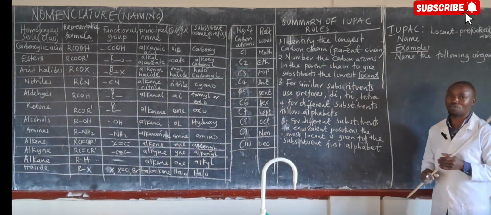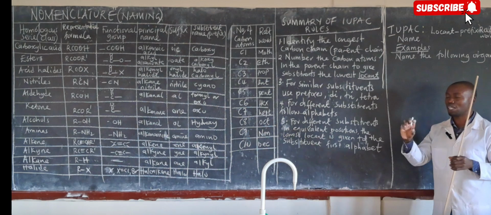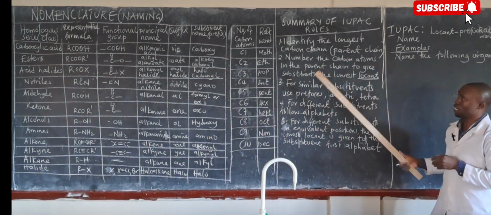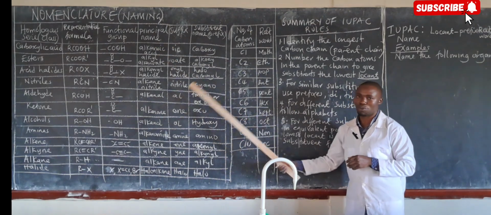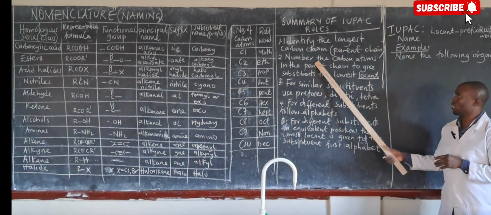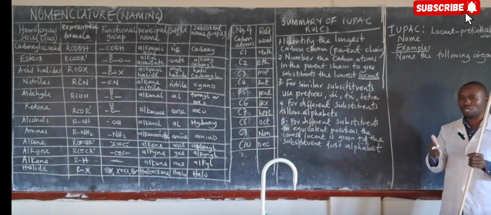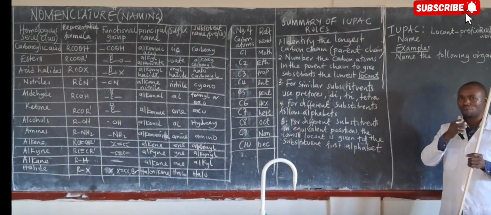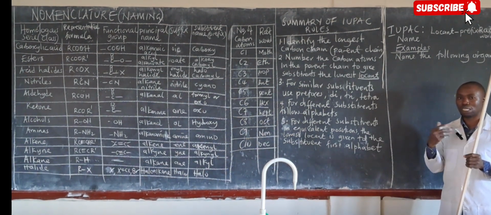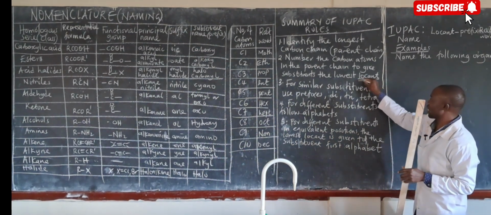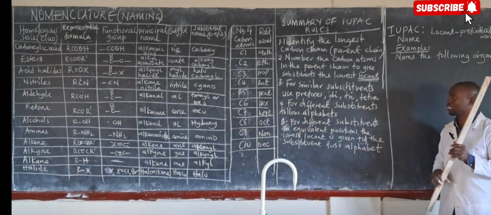The first one, we identify the longest carbon chain, which we call the parent chain, and it will give us the parent name. And the parent name will actually be from these principal names here. Then we shall number the carbon atoms in such a way that we shall be looking at the branches, and the branches or the substituents should be numbered such that they receive the lowest locants. The digits we are going to attach on them, we are calling them the locant.